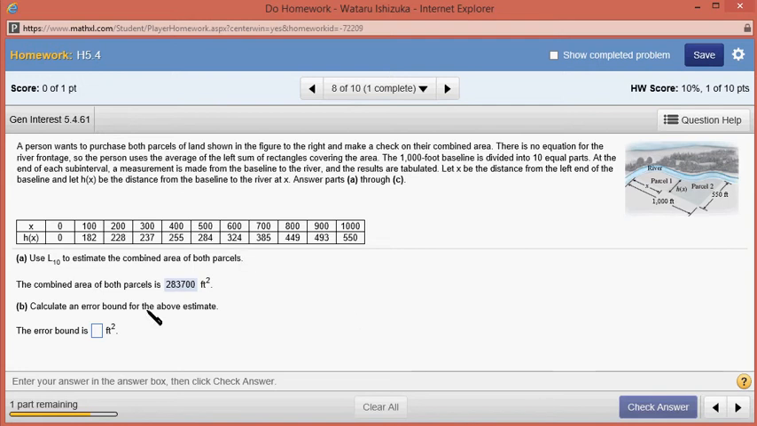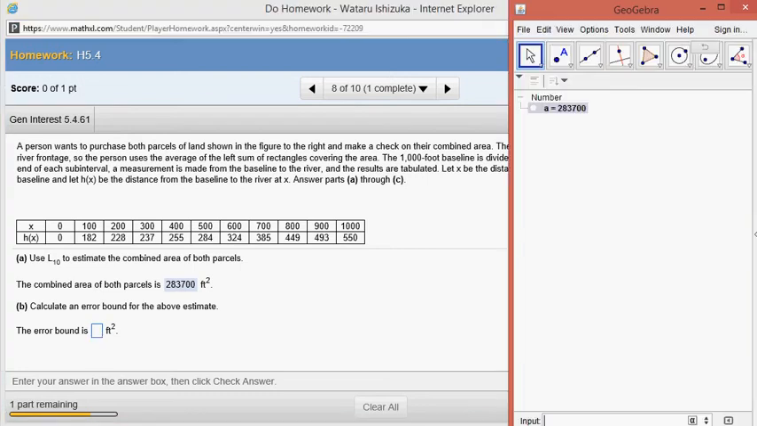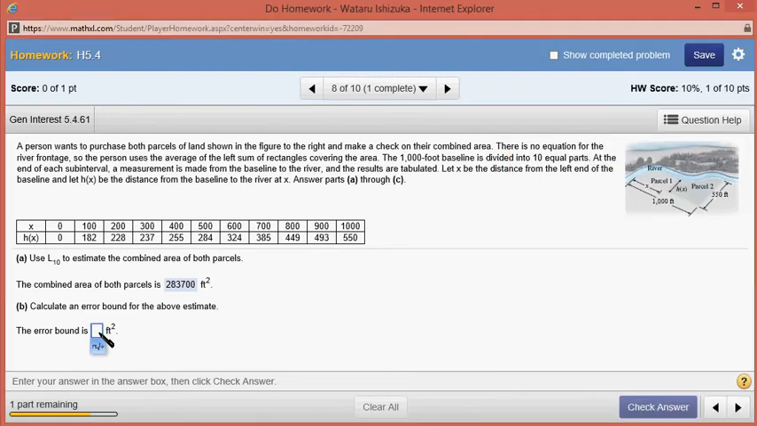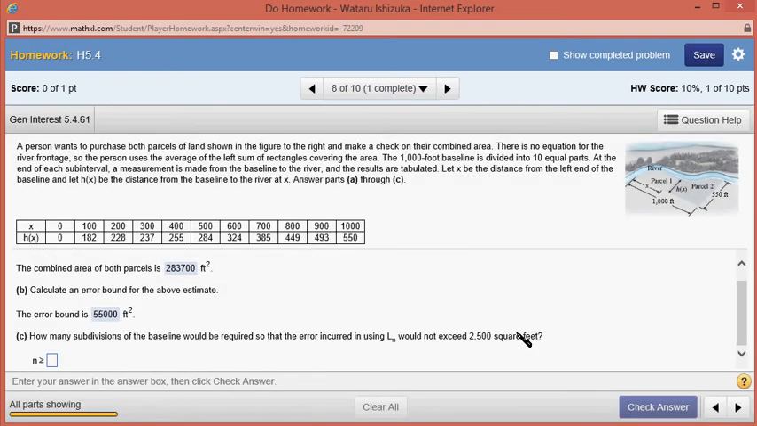Part B: calculate the error bound for the above estimate. So the error bound is going to be the difference between 550 and 0, so I'll just say 550 minus 0, and multiply by delta x, which is 100. So this is 55,000. Alright, check the answer. We got that.